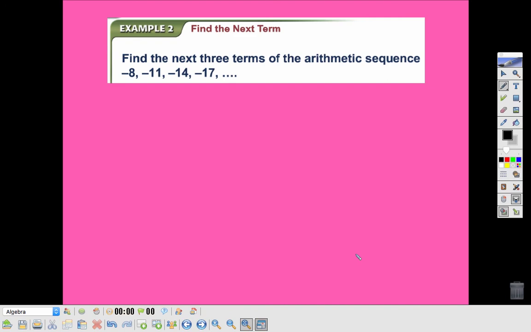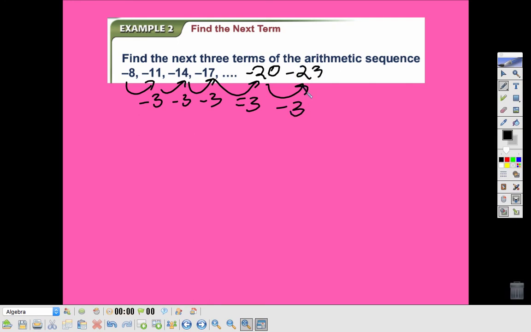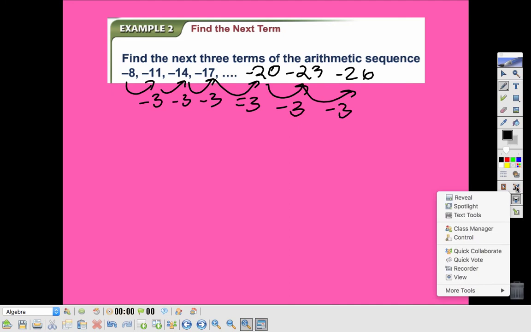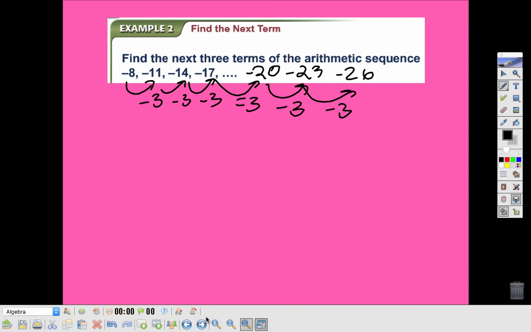Okay. So now, deciding whether it's a common difference or not, we need to find the next terms in the sequence. So, -8, -11, -14, -17. Is it an arithmetic sequence? Yes. What are we doing each time? Subtracting 3. So we're trying to find the next 3 terms. What would the next one be? -20, -23, -26. Exactly. So we're working with patterns and finding the next steps of the patterns.